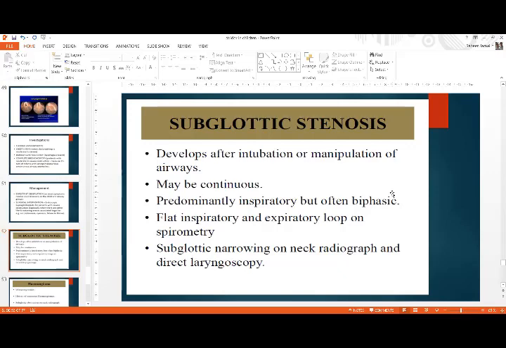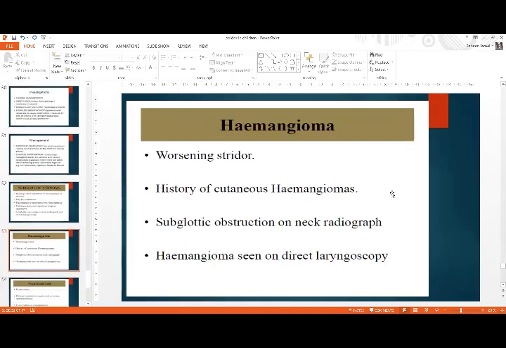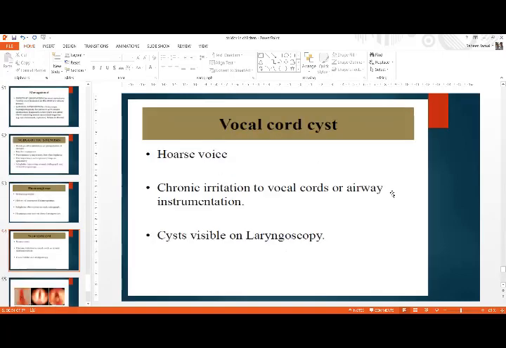Subglottic narrowing is seen on neck radiograph and direct laryngoscopy. Hemangiomas: there is a history of hemangiomas and subglottic obstruction on neck radiographs, and hemangiomas are usually seen on direct laryngoscopy. Vocal cord cysts lead to hoarseness of voice, chronic irritation to the vocal cords, or airway instrumentation. Cysts are usually visible on laryngoscopy.